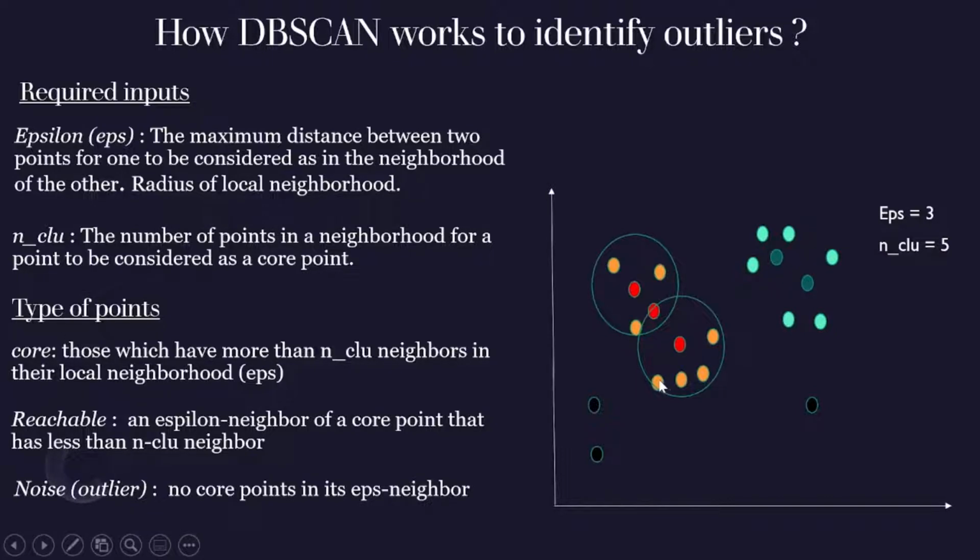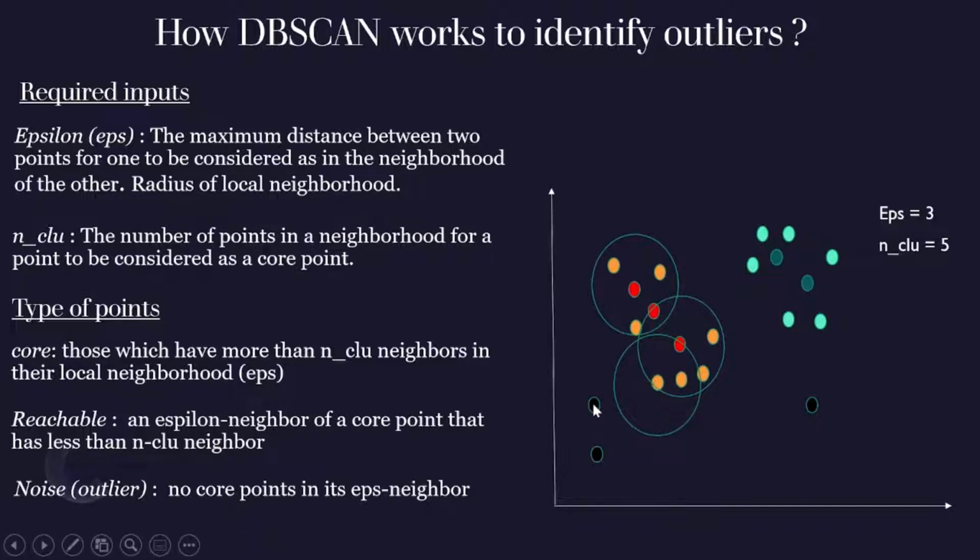But what if we move to that point here? We do the same process. We set our epsilon equal to 3. We draw the circle, and we count the number of points within this circle, and we see that it is 1, 2, 3, which is less than the n clue that we have defined. So this point is not a core point, but because that point was reachable by a core point, we will still consider this one as a point in our cluster.